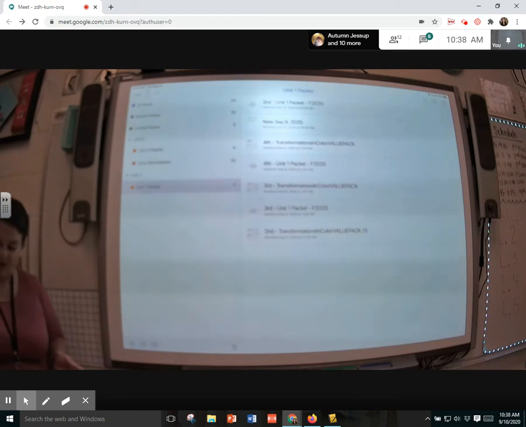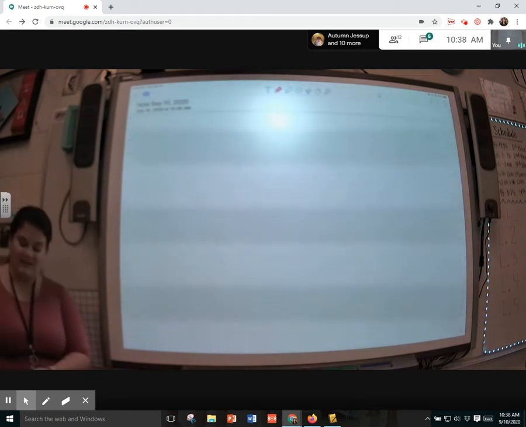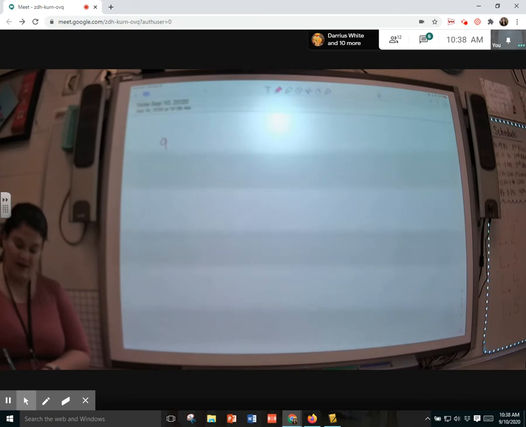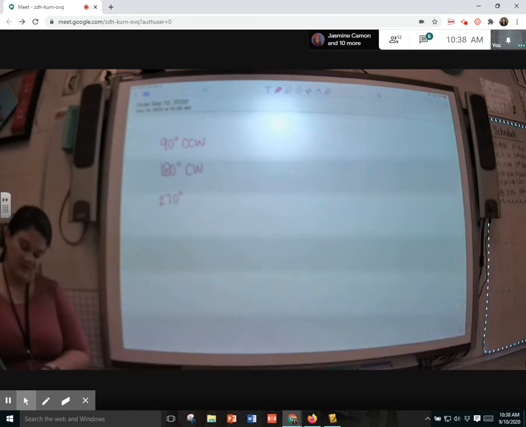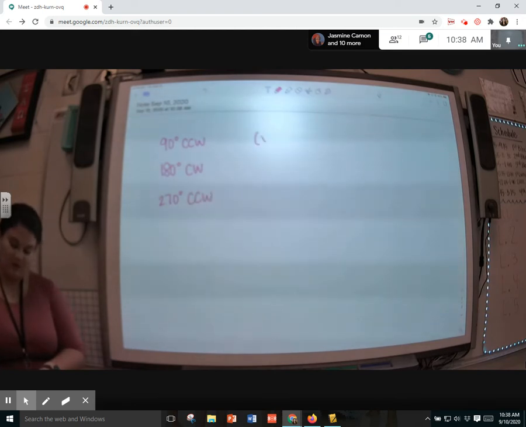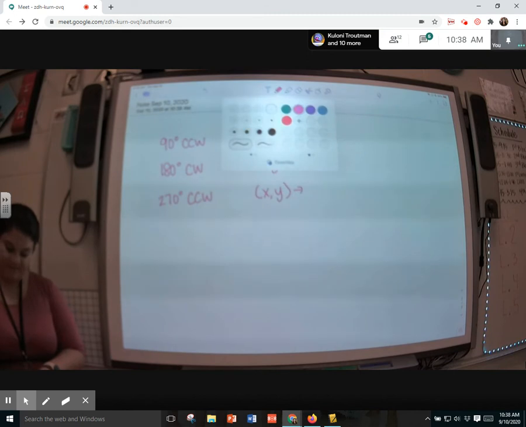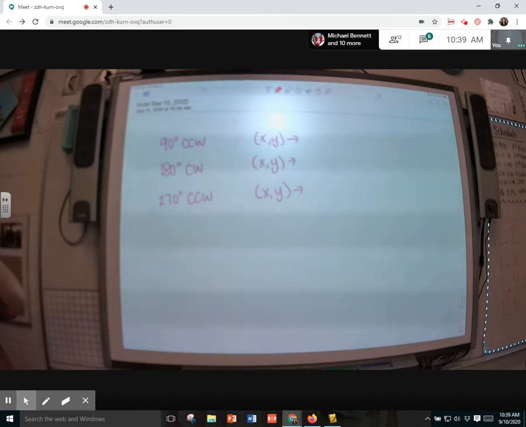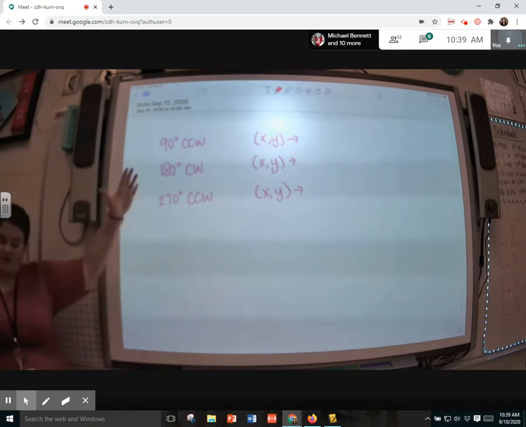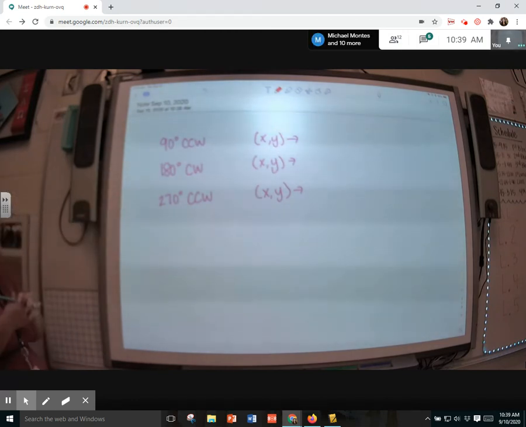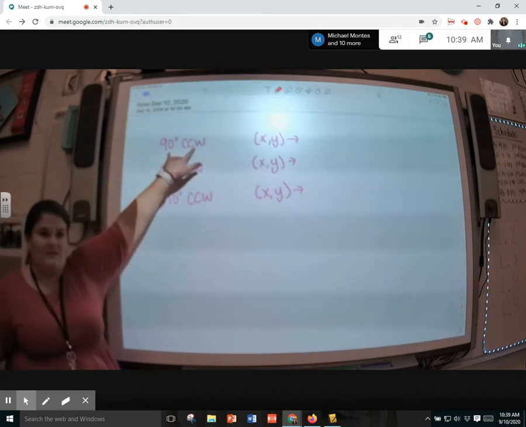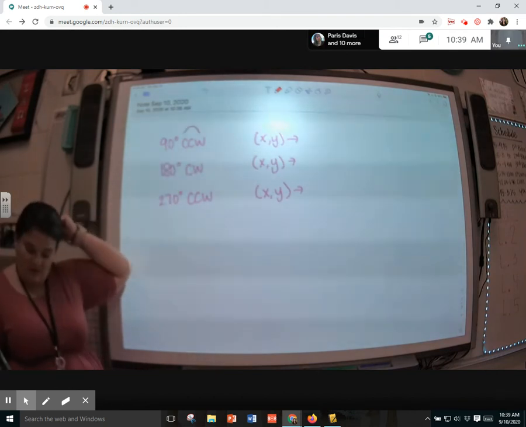Okay, so if I was looking at something on my test and it told me I need to know what 90 degrees counterclockwise was, 180 clockwise, and 270 counterclockwise, I have to write my new rules for those. So to do that, I'm going to look at what? You don't have to write this down. I'm just showing you outside of that page what I was talking about. So it's telling me it's 90 counterclockwise. Counterclockwise moves to the left.